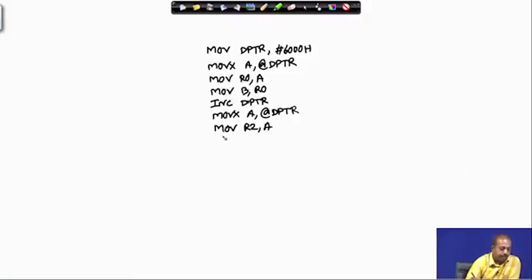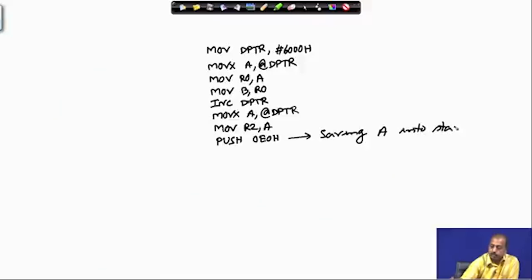Next we save this larger number into the stack. So, we do PUSH 0E0 hex. This will be saving the A register into the stack. Then we do a DIV AB. It will divide A by B. So, it will do the division, and now we have to check whether the remainder is 0 or not. The remainder is available in the B register.